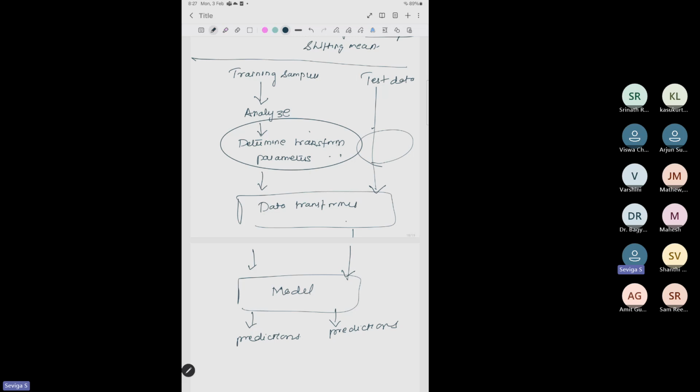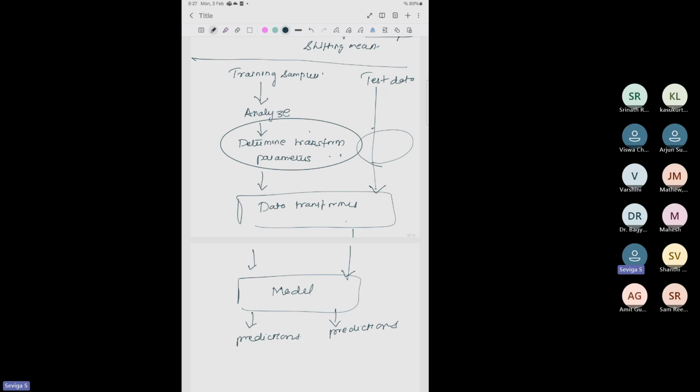How do you decide the transform parameters? You analyze the data and then you decide what transform parameters need to be present. The rule to remember is this: we have to determine how to modify our training data, modify it, and remember how we modified it. Then we have to apply it to the test data.